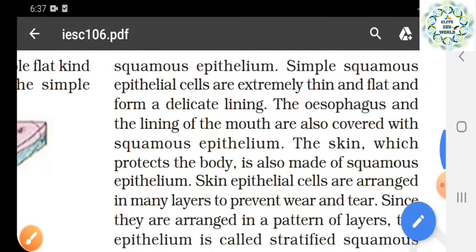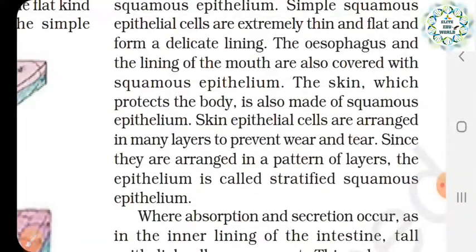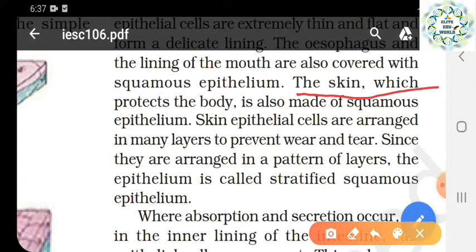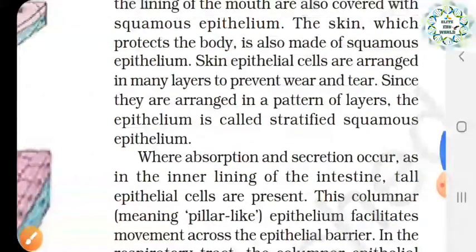This is the first type we have seen here, squamous epithelium. Again, a location is the skin, which protects the body. What is the function of skin? It protects our body, and it is also made up of squamous epithelium. Skin epithelial cells are arranged in many layers to prevent wear and tear. They protect against wear and tear in our body, and they provide security and safety to the body organs.